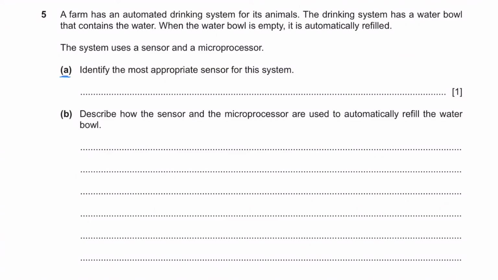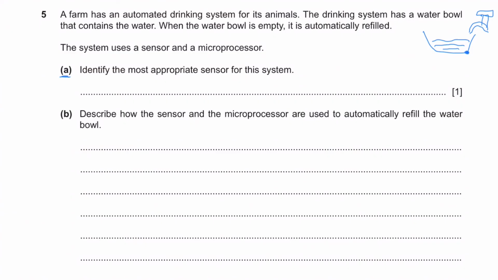A farm has an automated drinking system for its animals. Okay, the drinking system has a water bowl that contains the water. When the water bowl is empty, it is automatically refilled. I'm assuming from some kind of a tap. The system uses a sensor and a microprocessor, so there must be something down here to say the water is empty. Identify the most appropriate sensor for this system.